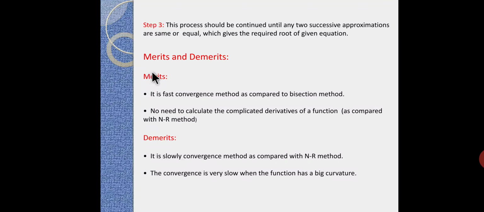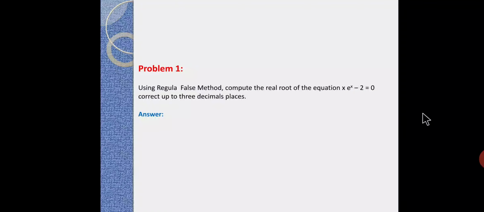So from the first bracketing method, bisection method, and regula falsi method, what is the difference? The false position method and bisection method are quite similar. The only difference is the formula used to calculate the new estimate of the root.